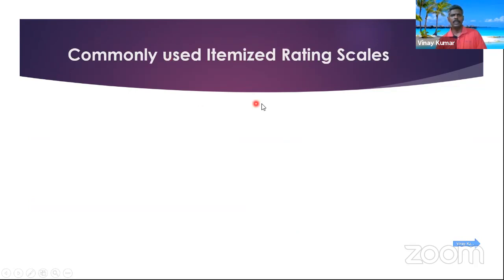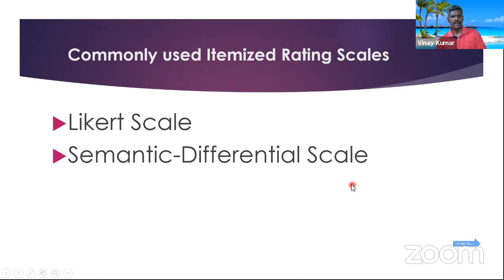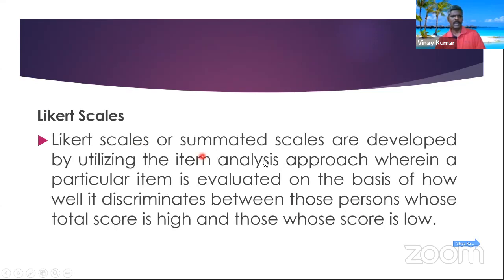The respondents select one of the categories that best describes the stimulus object, whatever the researcher has selected to measure. Some of the commonly used itemized rating scales are the Likert scale, the semantic differential scale, and the Stapel scale. So let us try to understand these three itemized rating scales. The first is the Likert scale. Likert scales, which we also call summated scales, are developed by utilizing the item analysis approach, wherein a particular item is evaluated on the basis of how well it discriminates between those persons whose total score is high and those whose score is low.